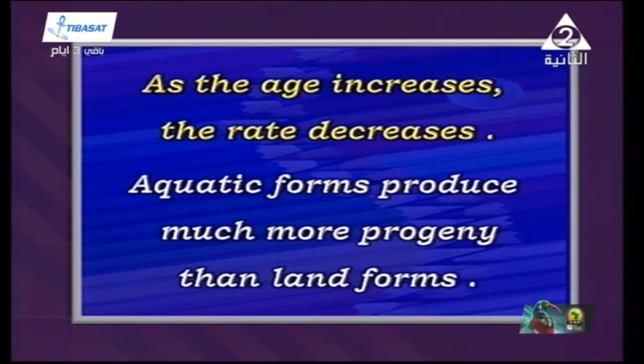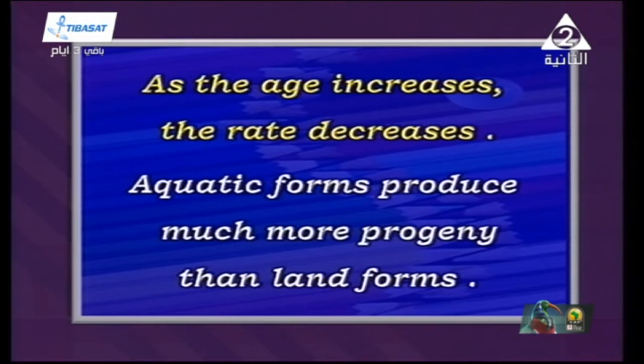The aquatic forms produce much more progeny, or offspring, than the land forms. You can observe that fish, dolphins and most aquatic forms give a large number of eggs, offspring or progeny. On the other hand, species that live on land give just a few, a countable number of progeny or offspring.